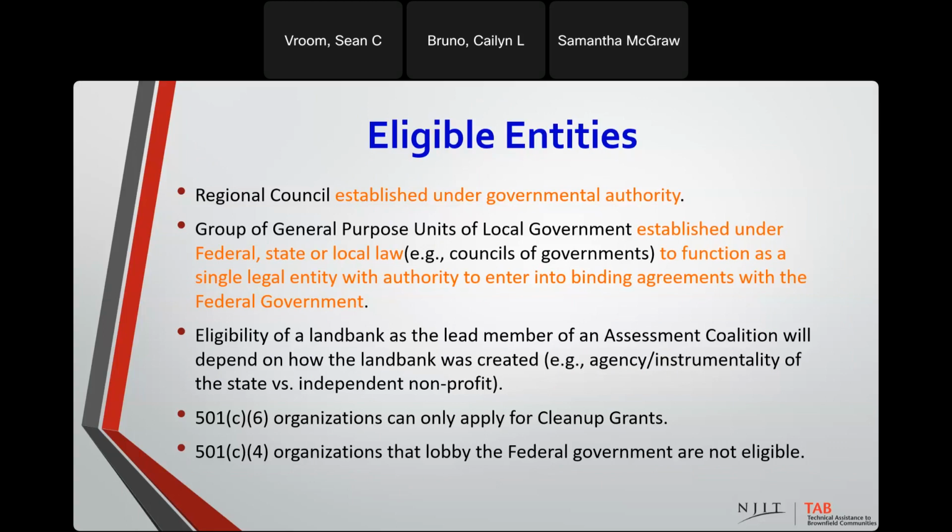501c6 organizations can only apply for cleanup grants. And if you're a 501c4 organization and you lobby the federal government, you are not eligible.